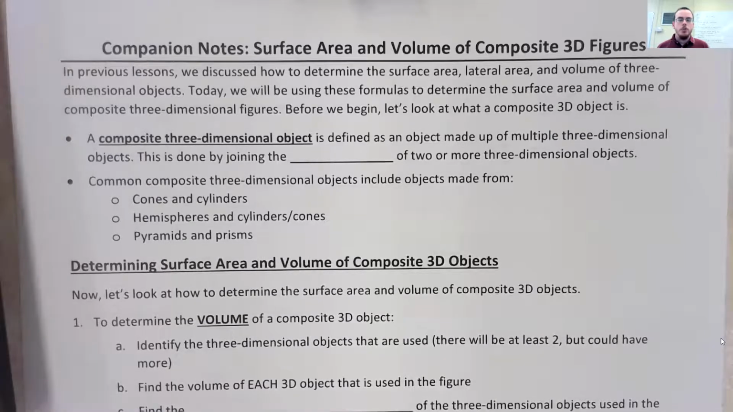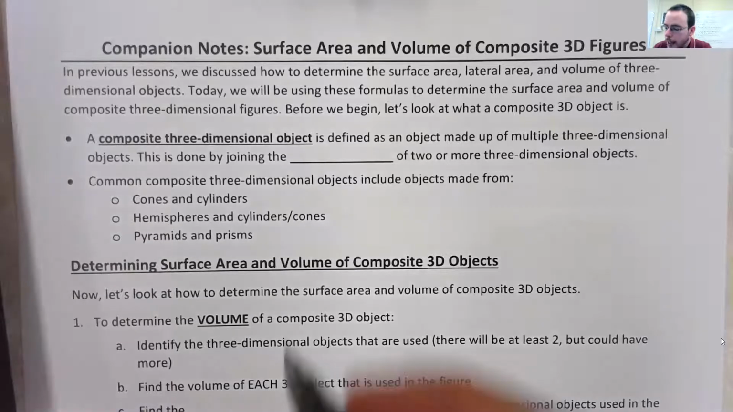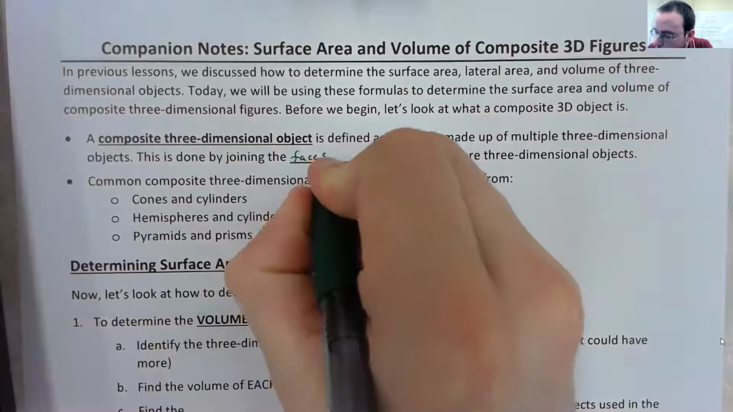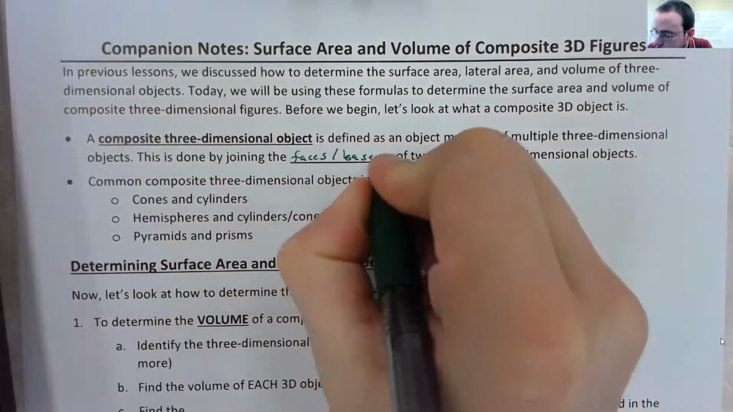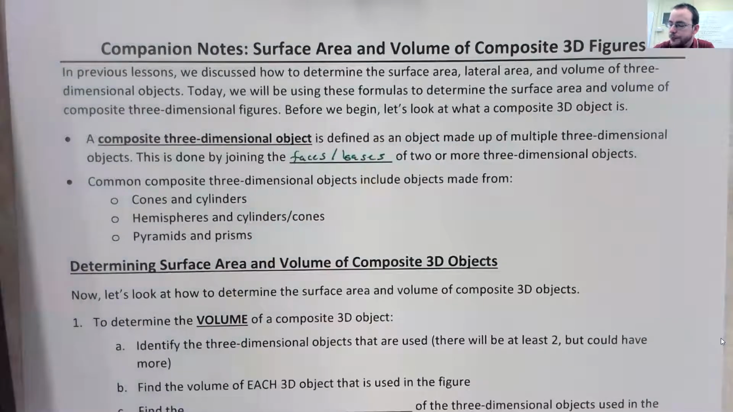So in this lesson, we're going to combine the different types of surface area and volume we found during the previous lessons with all the other 3D shapes, and work on combining those into composite 3D figures. A composite three-dimensional object is defined as an object made up of multiple three-dimensional objects. This is done by joining either the faces or bases of objects together.